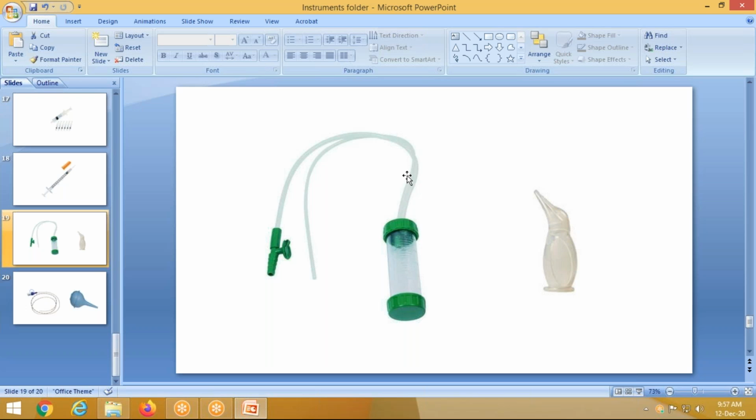So this is a penguin sucker on the right side, and this is a meconium aspirator used in term babies with meconium aspiration syndrome. Meconium aspiration in preterms is very rare, so you can use the meconium aspirator in a term baby.